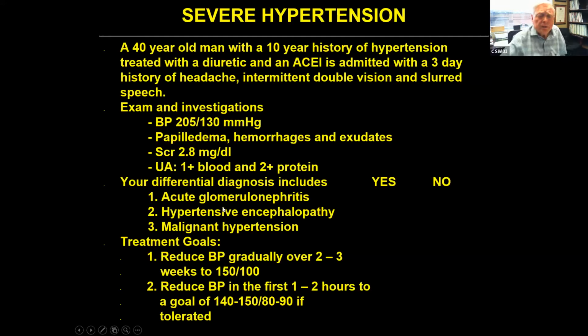So first of all, what could the diagnosis be? Could it be acute glomerulonephritis? It just sort of could. I mean, he's got problems, he's got urine changes, he's got raised creatinine, he's got severe hypertension, although it's not a very common presentation, but it could be. Could it be hypertensive encephalopathy? And hypertensive encephalopathy is cerebral edema and impaired cerebral function because of overperfusion of the brain.